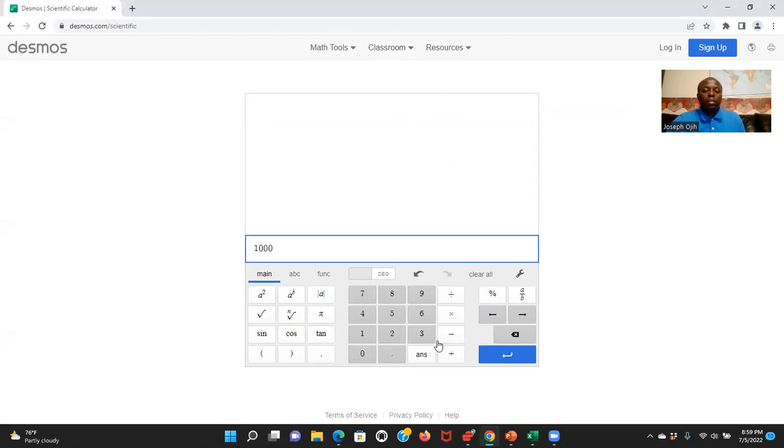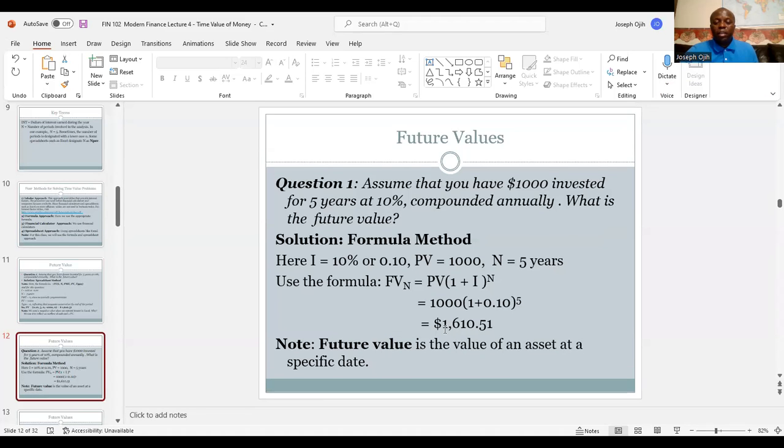$1,000 times, okay, 1 plus 0.10 raised to the power 5 years. That gives me $1,610.51, which you can see from my calculations here, $1,610.51. So if you invested $1,000 for 5 years, and if the interest rate is 10%, this is how much you have in 5 years.